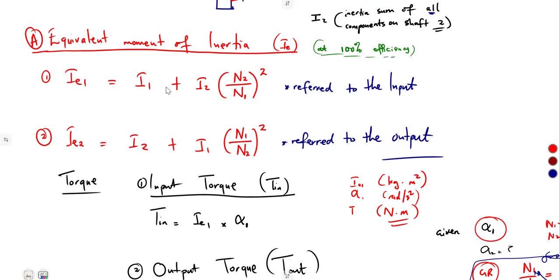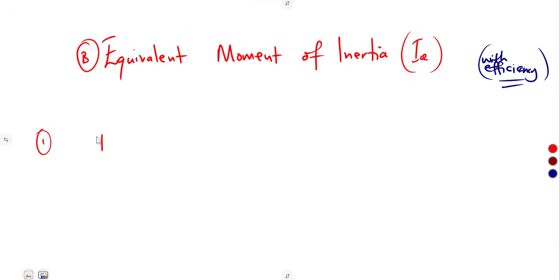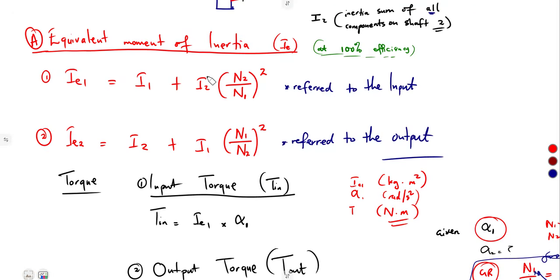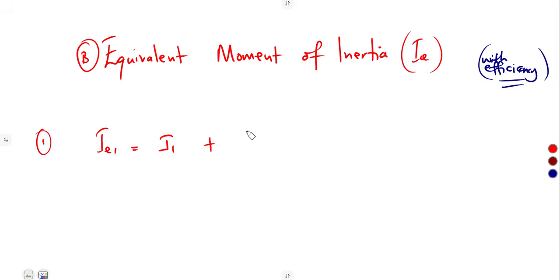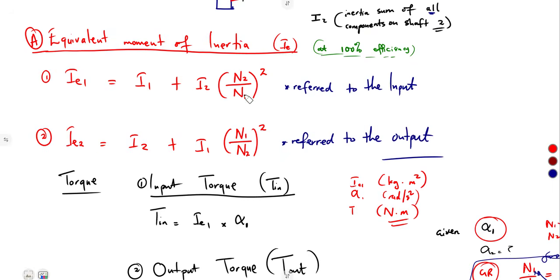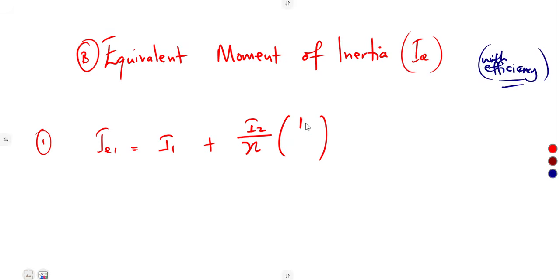So here there's no effect. I1 is not affected. It's just going to remain as it is. So IE1 is equal to I1 plus I2. Now this one is affected. For the input, you divide by the efficiency. So it will be I2 over that efficiency that you're given. The rest remains as it is, N2 over N1 squared. For that, you divide by efficiency. Divide by what? Efficiency.